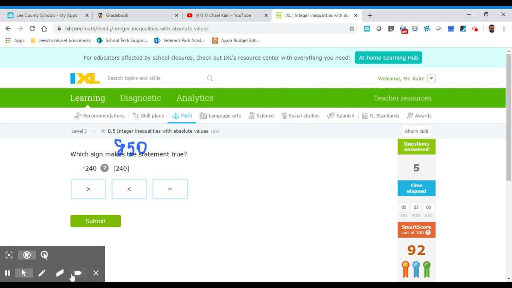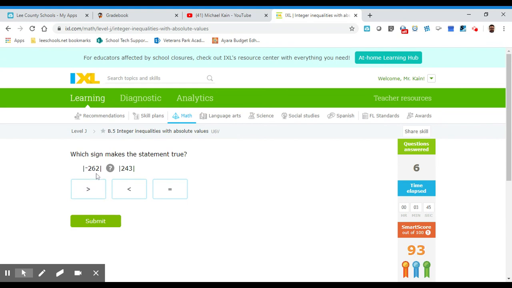Okay, let me get rid of that 850. That's kind of annoying, right? All right. So this is negative 240. This is positive 240. Remember, they put this in here because they think that you're going to fall for that trick. They think that you're going to think that this is opposite, but absolute value is not opposite. Absolute value is distance, remember? So this is 240 versus negative 240. So it's clearly this is the larger one.